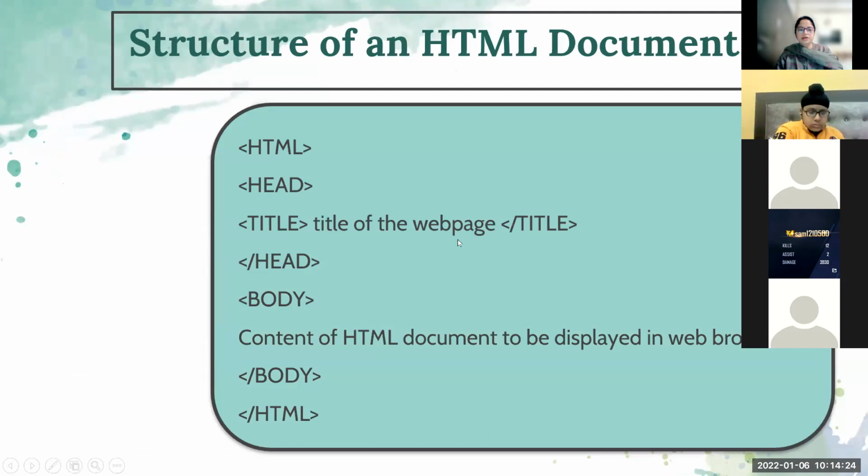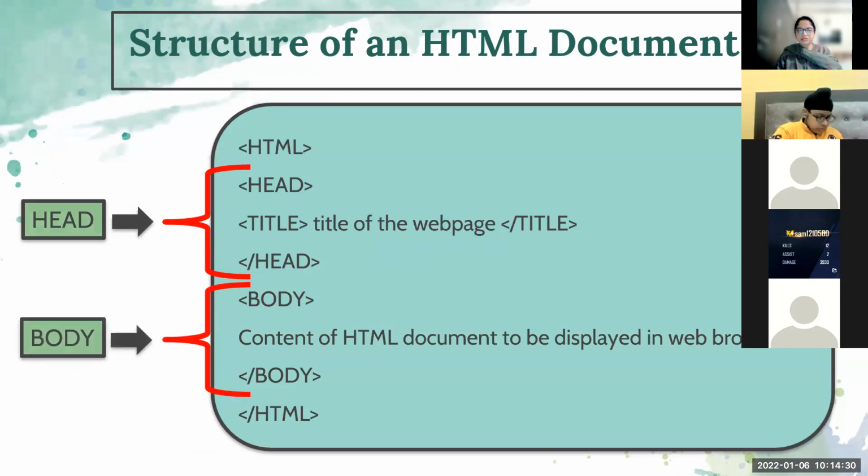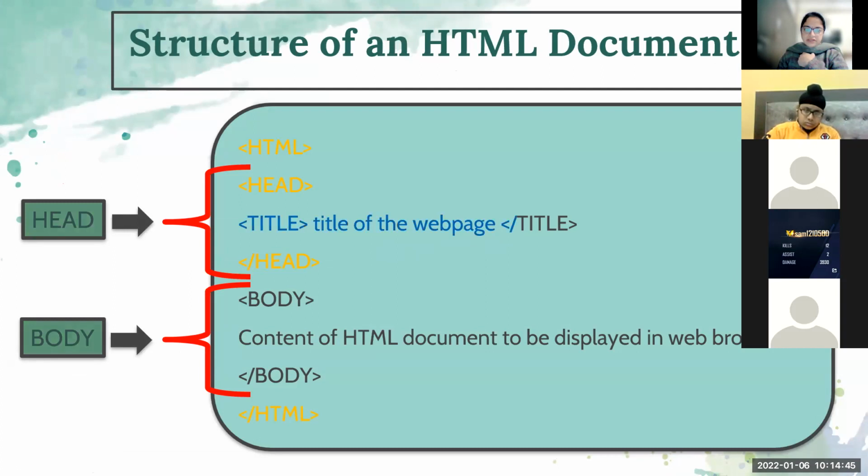This is the structure. HTML, head, then title of the web page. This is your header section. This is your body section. ठीक है? HTML beginning tag will define the beginning of the document. Then we have the head tag to define the header of the web page. Then we have the title to display on the web page. Title bar, web page का browser का title bar पे whatever title I want to display. Then the body section will have the content of the HTML document to be displayed in a web browser. Okay, is it clear to everyone?